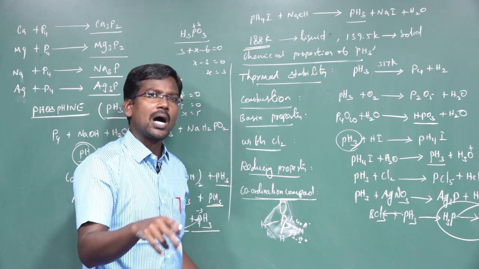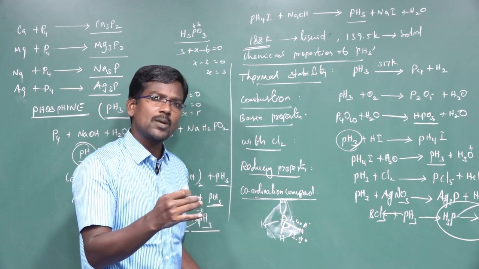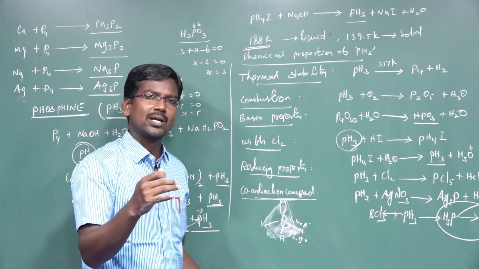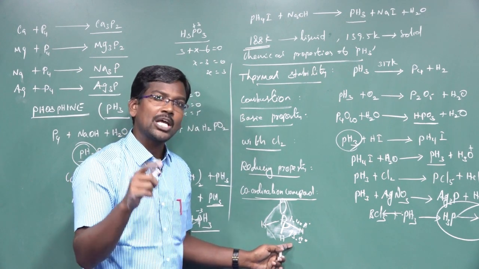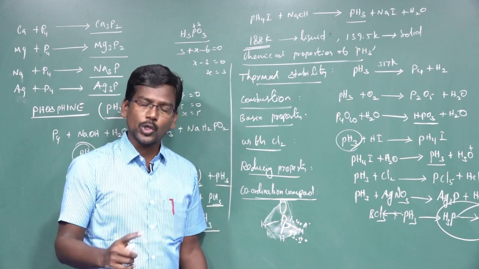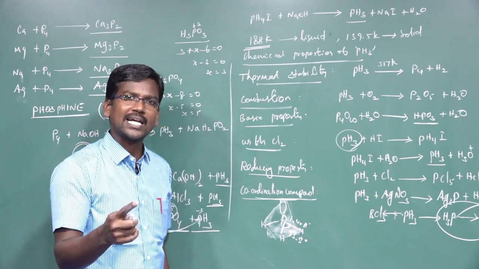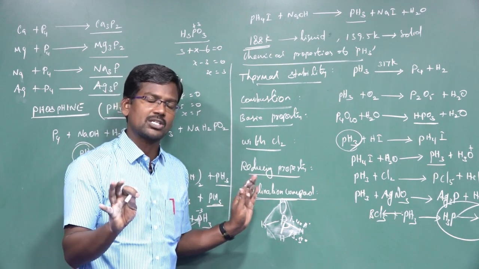Actually, the tetrahedral bond angle is 109.28 degrees. Here, the original bond angle of 109.28 degrees is reduced to 93.5 degrees because the lone pair-bond pair repulsion increases. Due to lone pair-bond pair repulsion, the bond angle is reduced to 93.5 degrees, that means about 94 degrees.